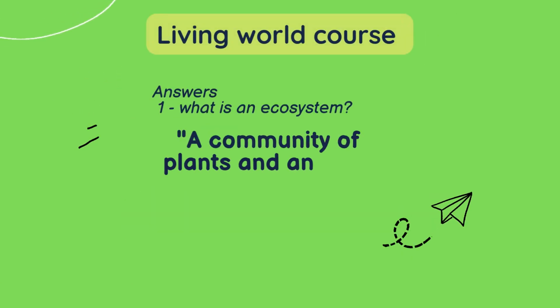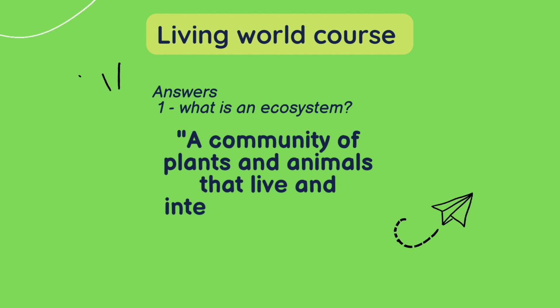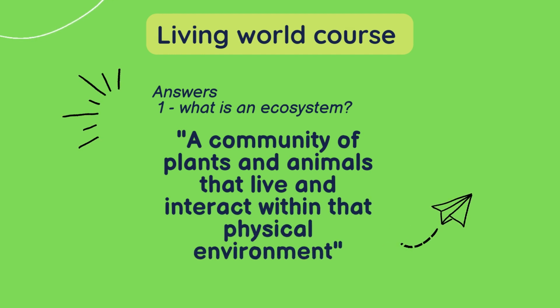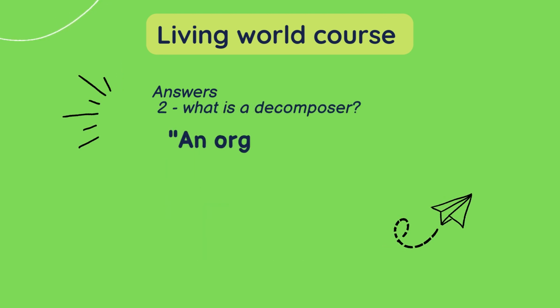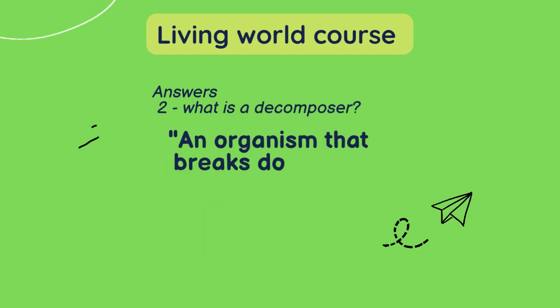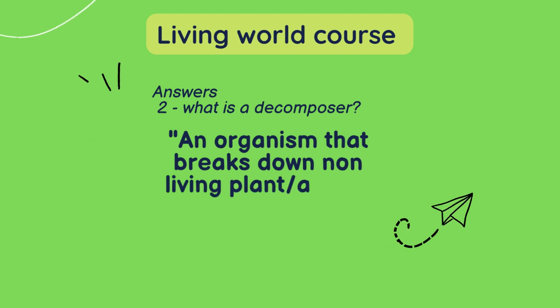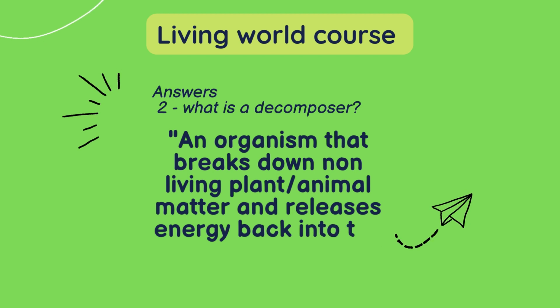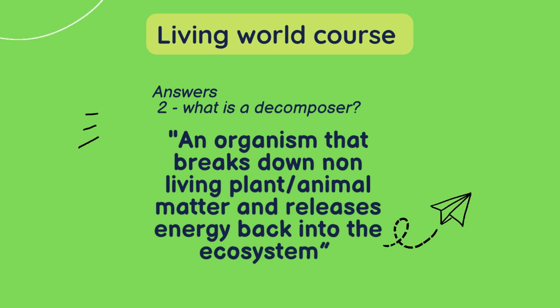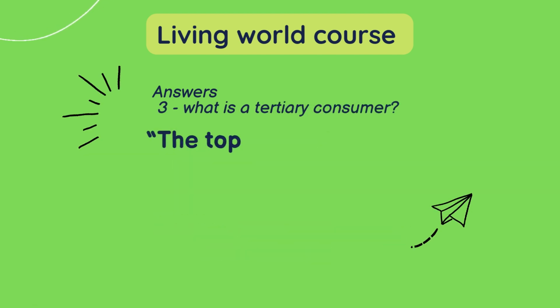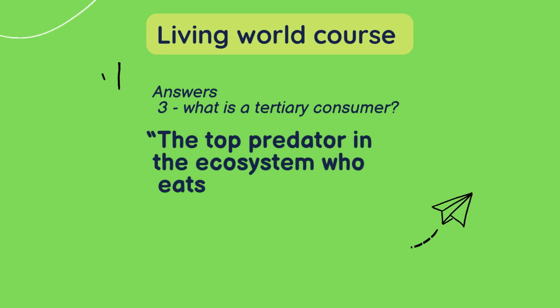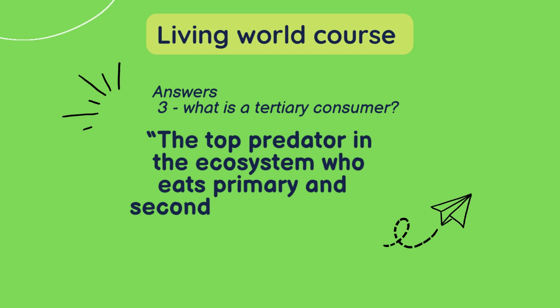Question 1. An ecosystem is a community of plants and animals that live and interact within that physical environment. Question 2. A decomposer is an organism that breaks down non-living plant or animal matter that releases energy back into the ecosystem. And question 3. A tertiary consumer is the top predator in the ecosystem who eats both primary and secondary consumers.